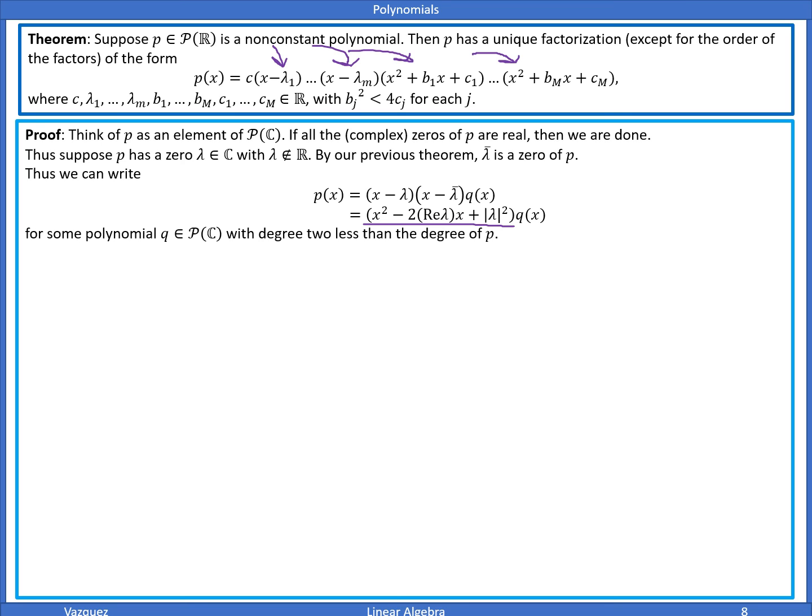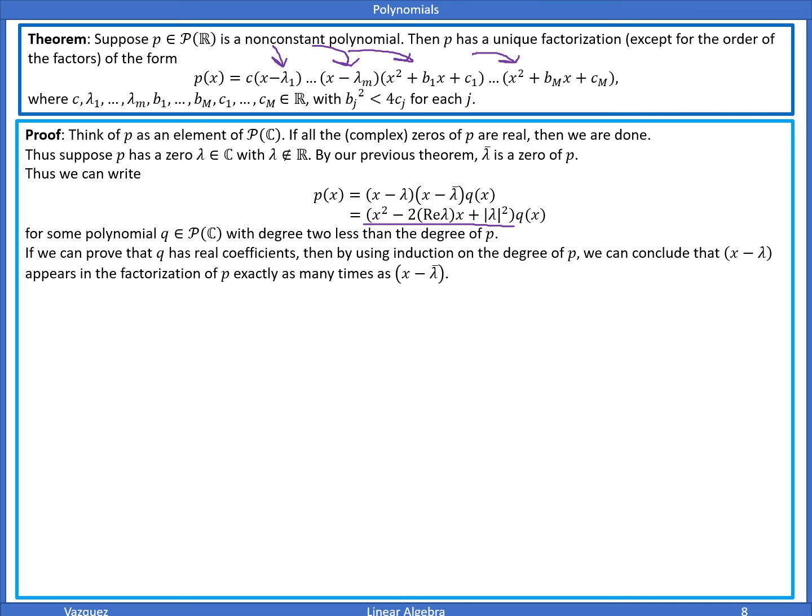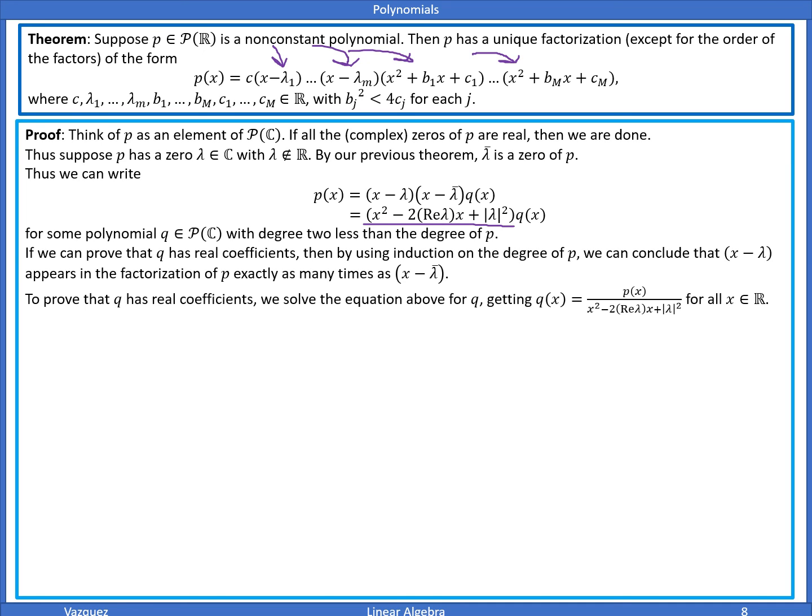because we will be multiplying by a quadratic function. So if we can prove that q has real coefficients, then by using induction on the degree of p, we can conclude that x minus lambda appears in the factorization exactly as many times as x minus the conjugate of lambda. And that should be, I shouldn't say obvious, it's not a helpful word, but it should be clear.